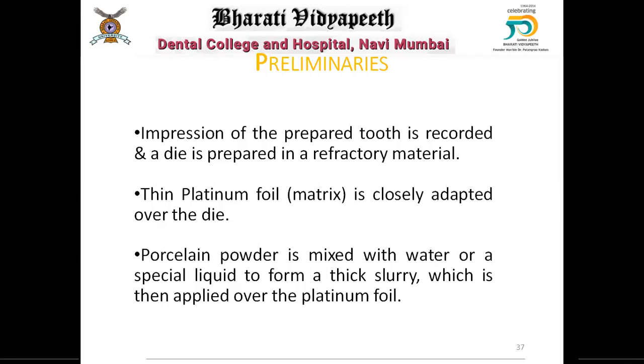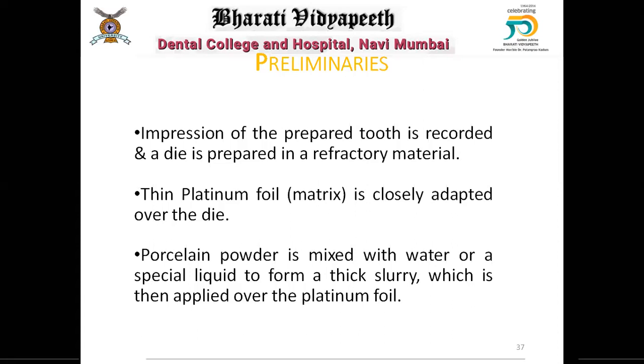Dye is nothing but the cast of a single tooth. So a thin platinum foil is closely adapted over the dye. The dye is made up of refractory material. The refractory material is a material which is highly heat resistant. It's very low in strength, but its heat resistance is extremely high. So this material is used because ceramic is manufactured in the furnace and the temperature goes about 900 to 1000 degrees Celsius.